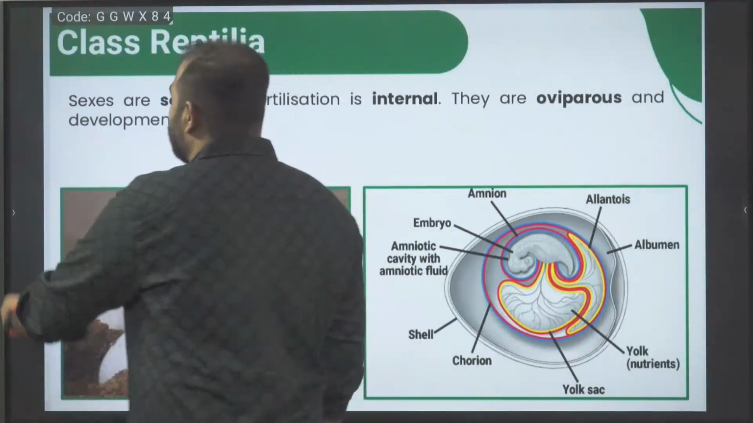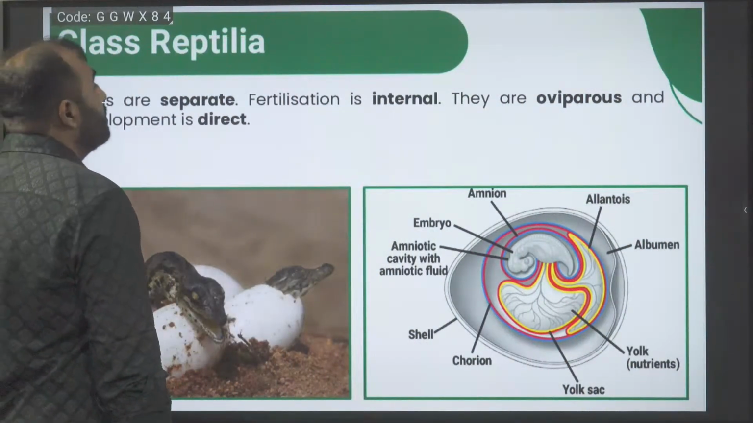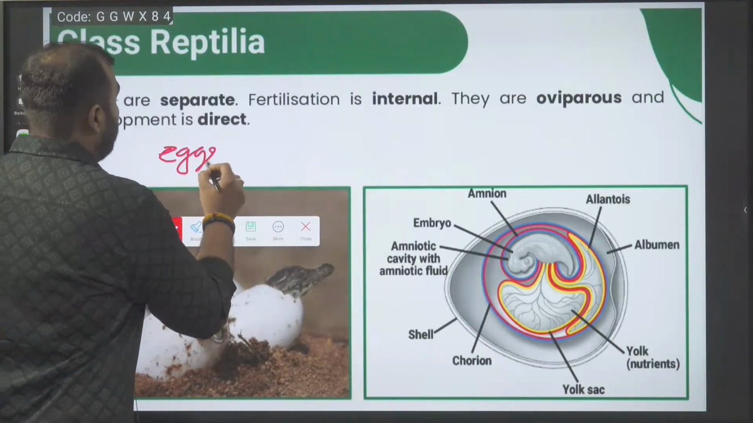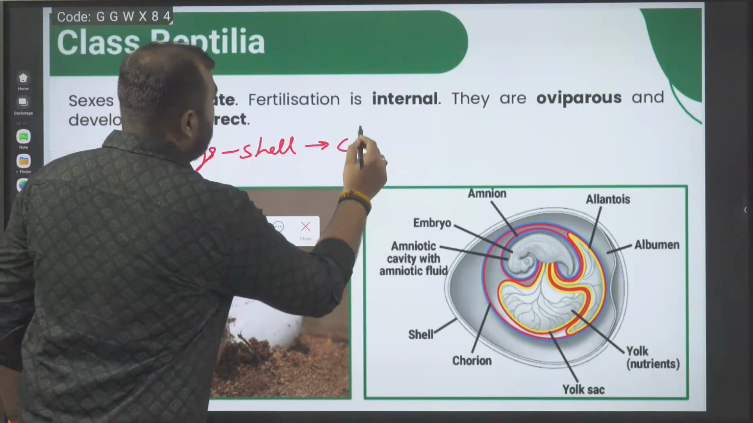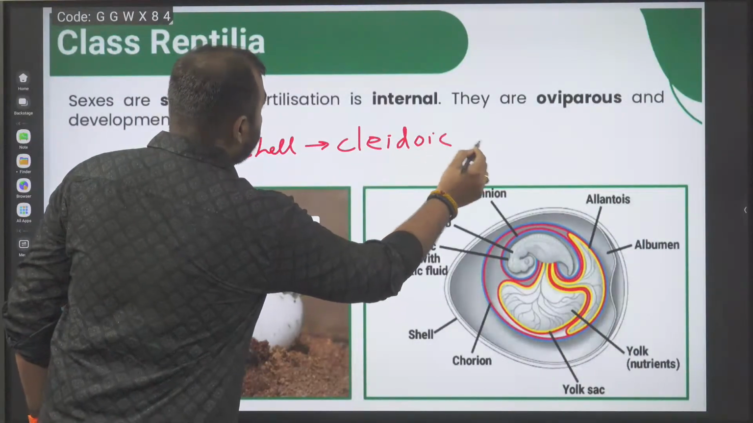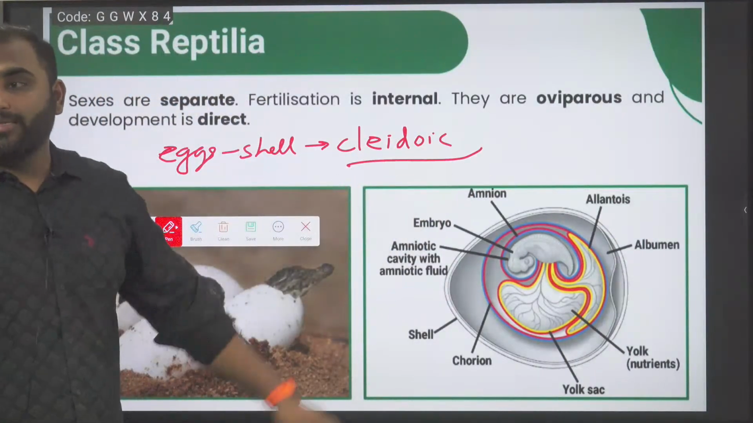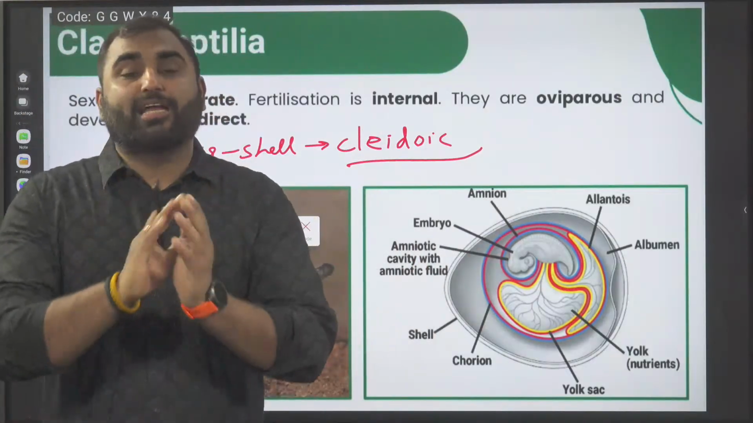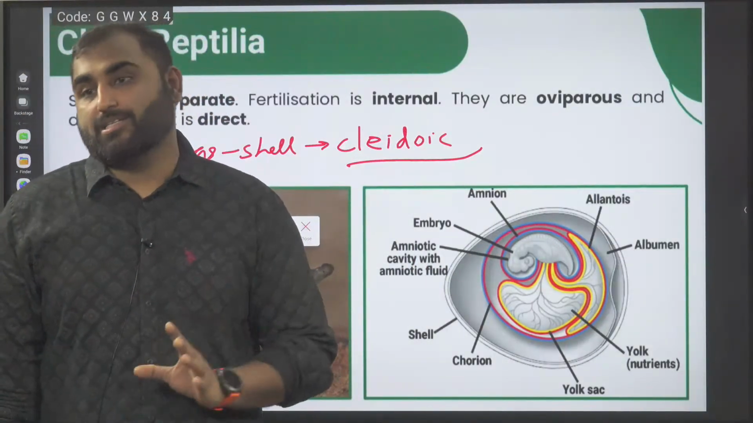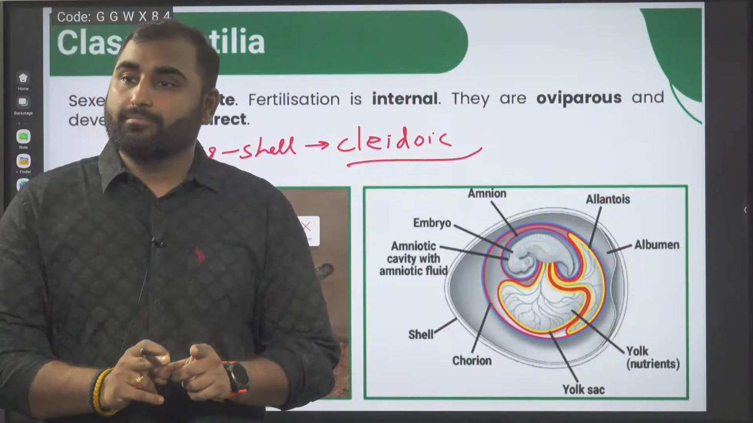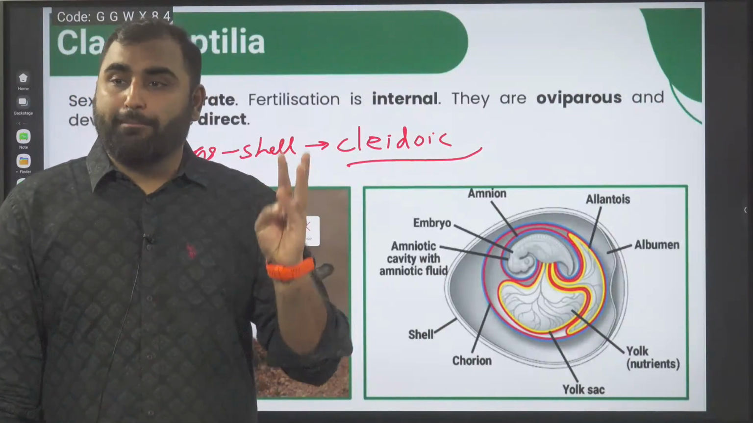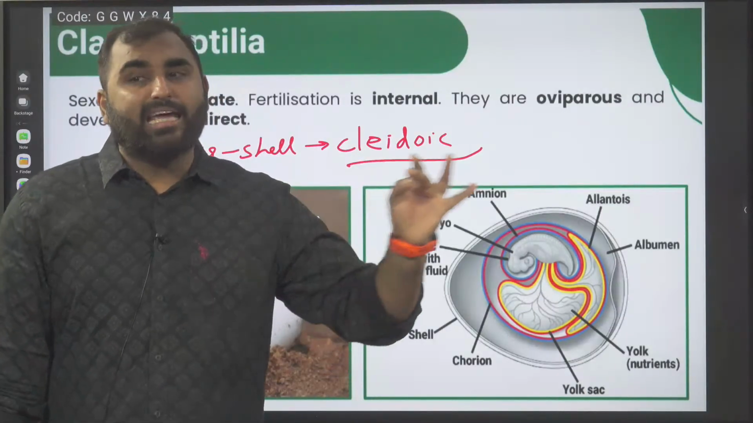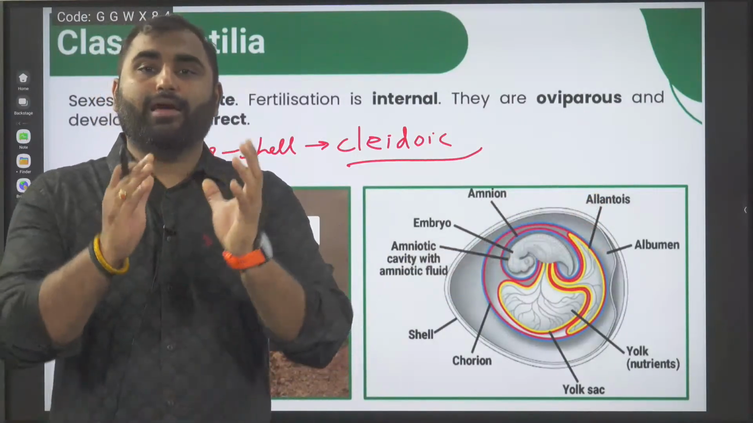Which egg will we say here? Cleidoic egg. So eggs are having shell, so we use the word cleidoic. Cleidoic means eggshell is present. If I say non-cleidoic, then non-cleidoic means shell is not there. Amphibians and Pisces do not have any shell. Non-cleidoic. Whereas reptiles, birds, that is aves, and some egg-laying mammals, they have the eggshell.